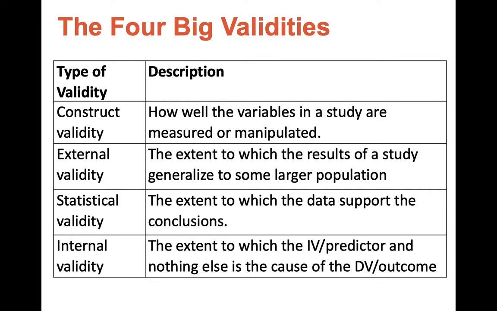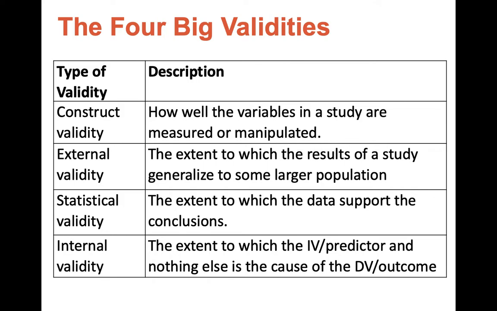So here are the four big validities. Construct validity is how well the variables in a study are measured or manipulated. You can also think of this as the extent to which the operational variables in the study are a good approximation of the conceptual variables. So I gave the example of love, this construct of love. We could ask ourselves, how well does having people rate on a scale of 1 to 10 how much they're in love with somebody approximate the conceptual variable of love?